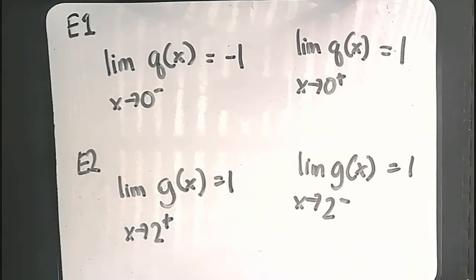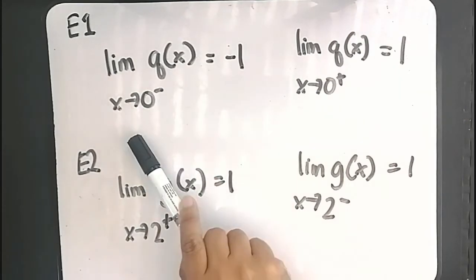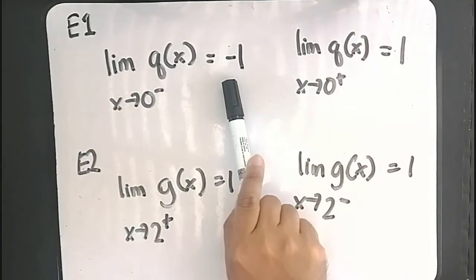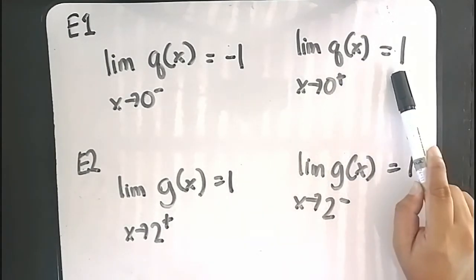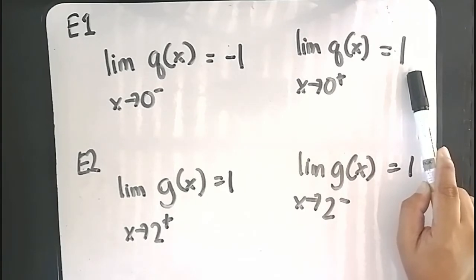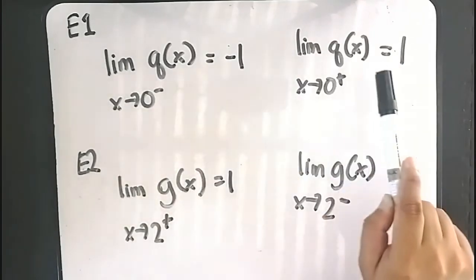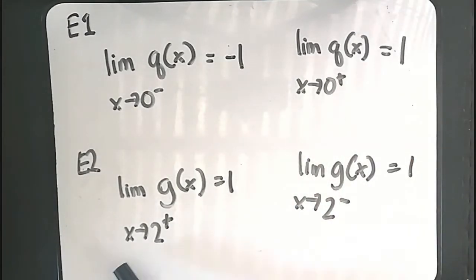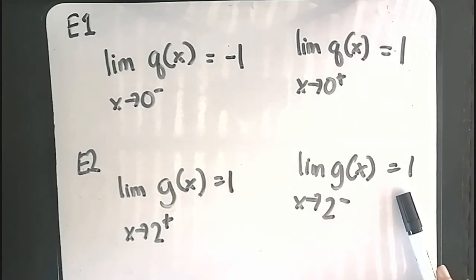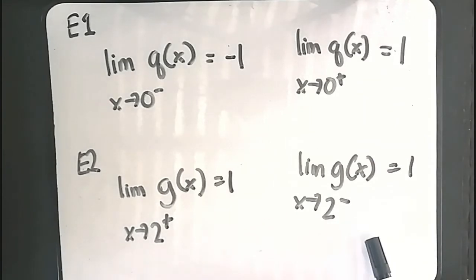Now, going back to our two previous examples, nakita natin that the limit of q of x as x approaches 0 from the left is negative 1, at yung limit ng q of x as x approaches 0 from the right is 1. Notice that the limit from the left and the limit from the right are not equal. But in our second example, the limit of g of x as x approaches 2 from the right is equal to 1, and the limit of g of x as x approaches 2 from the left is equal to 1. And the two limits are equal.